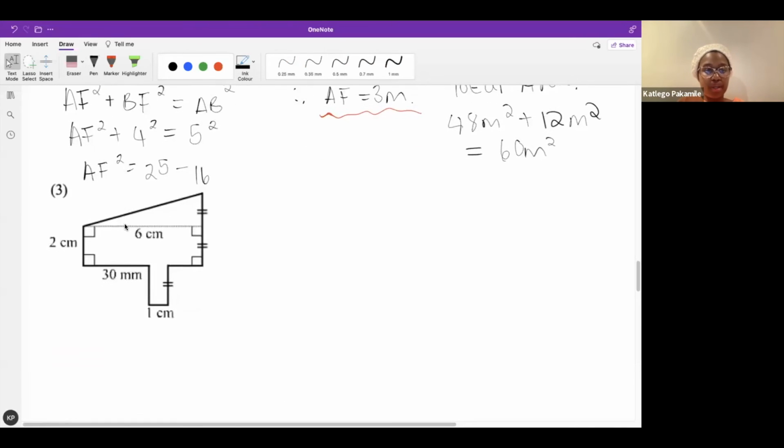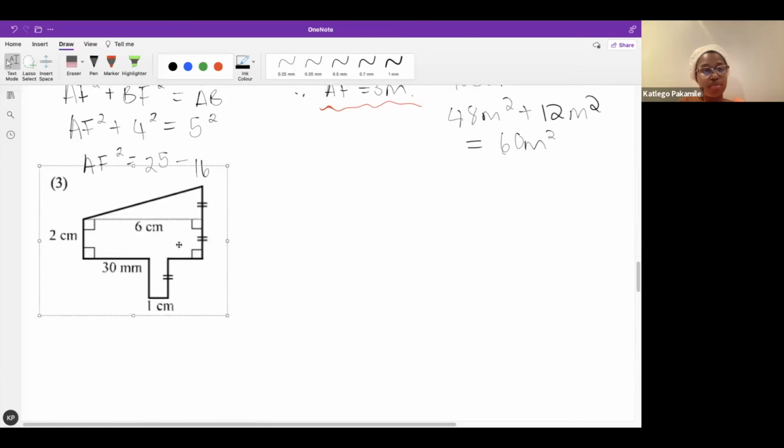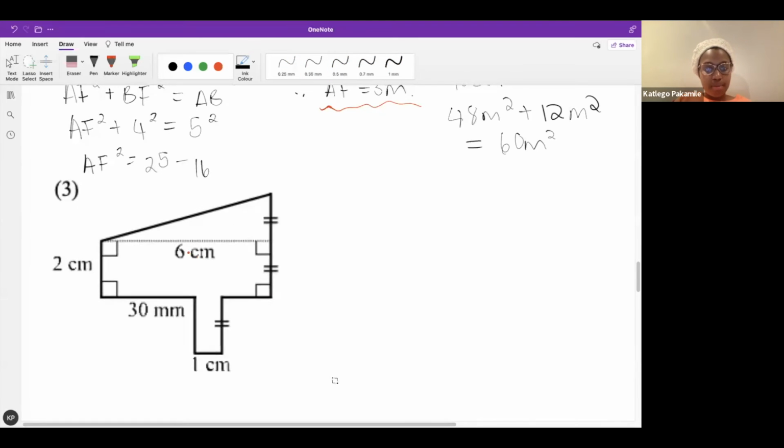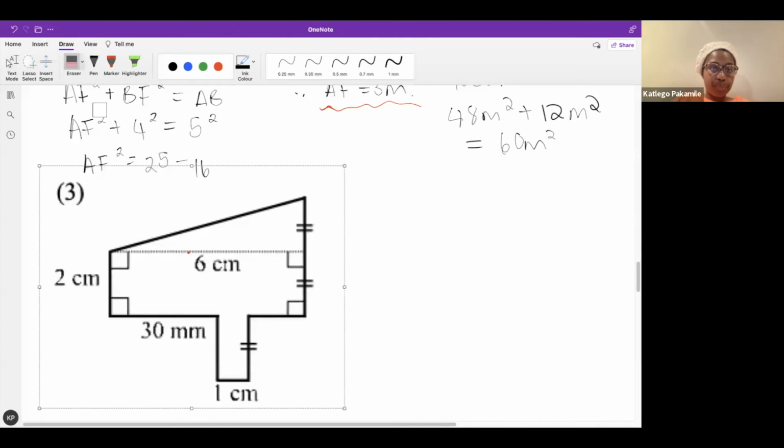Right. So what shapes do we see here? We are on number 3 now. Okay, we see a rectangle. Thank you. And a triangle. How many rectangles do we have? We have 2. So in such questions, guys, I am going to make this a little bit bigger so that I can show you what we expect in an exam if you get such a shape.